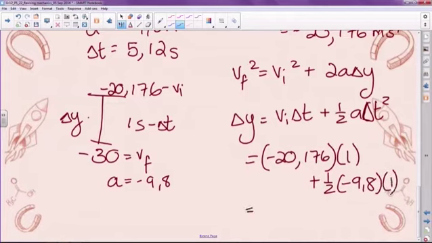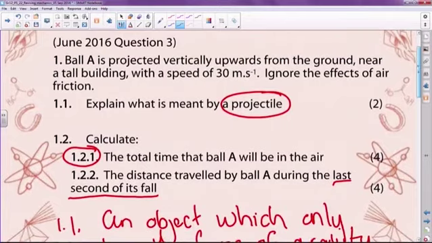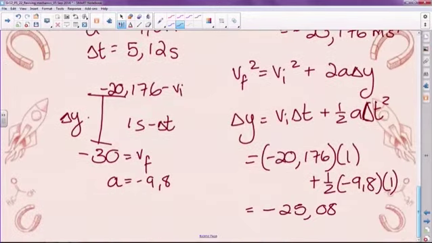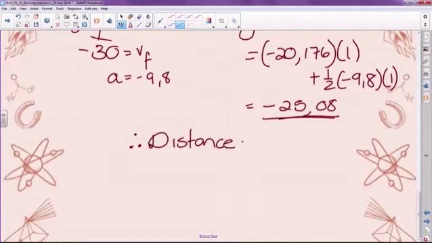And of course I put that into my calculator, and it's minus 25,08. But the question was, calculate the distance. Distance is a scalar. Okay, so distance, you can never give me a scalar as a negative. So you're going to say to me that therefore the distance that it falls is 25,08 meters. Yay! We're so happy.